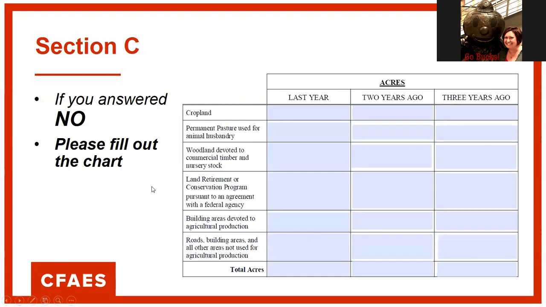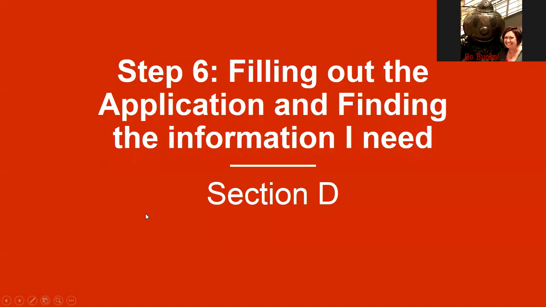If you marked no, though, you need to fill out this chart and you need to determine of that parcel, where does that cropland fall? Is it cropland? Is it pasture? Is it a woodland? Is it land retirement or conservation program? Is it a building area? You might have a few acres in each one of those. Could it be roads, buildings, or other areas not used for ag production? You have to go last year, 2 years ago, and 3 years ago for that record. And then total acres should equal what is on that parcel statement.